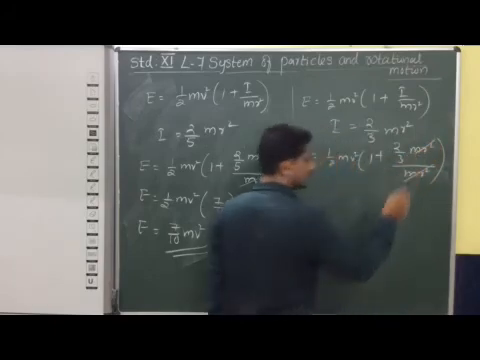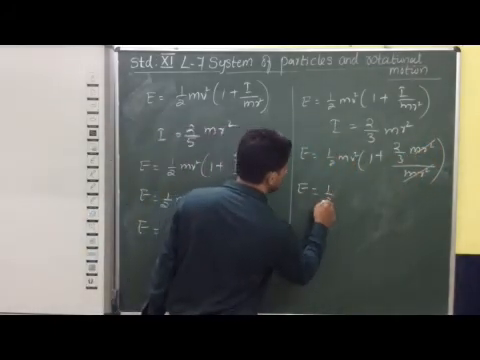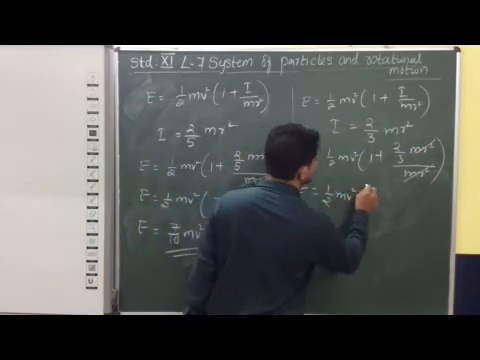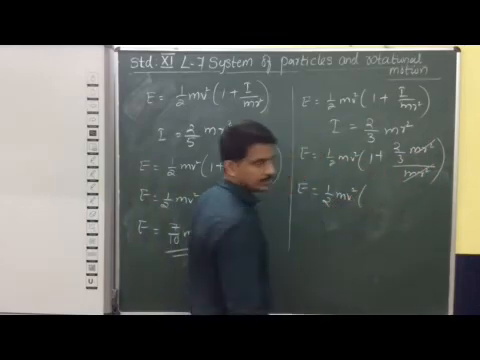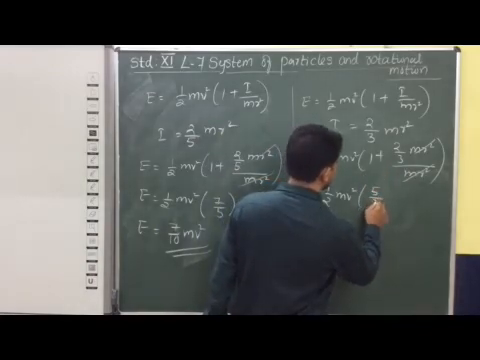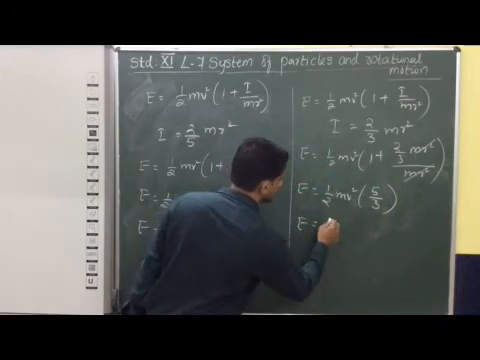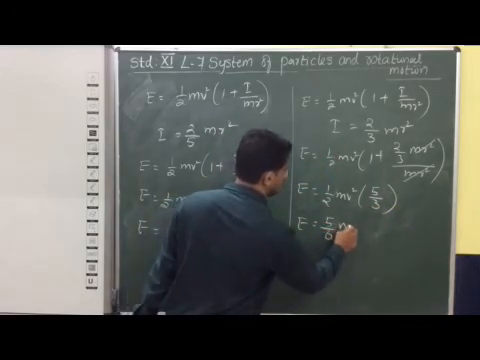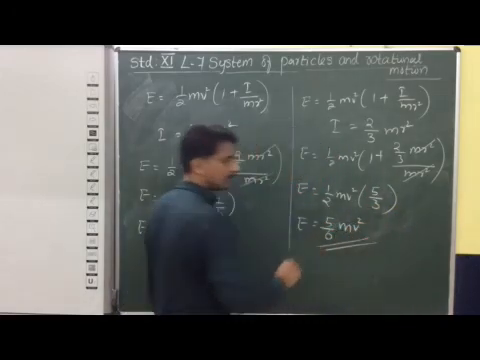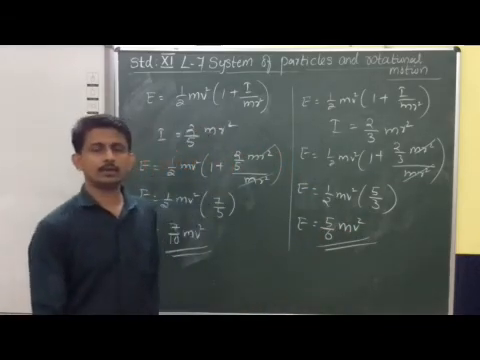So this term we can cancel. Now the equation becomes E is equal to half M v square into, taking the LCM, 5 by 3. Now the total energy comes as 5 by 6 M v square. So this is the way we can find the total kinetic energy in the case of a hollow sphere.